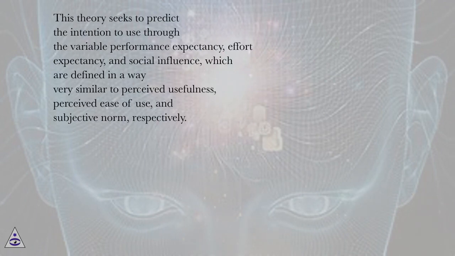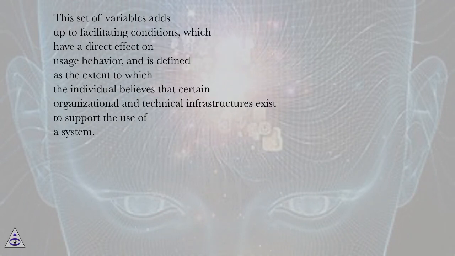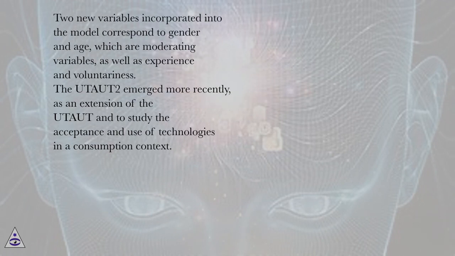This theory seeks to predict the intention to use through the variables performance expectancy, effort expectancy, and social influence, which are defined in a way very similar to perceived usefulness, perceived ease of use, and subjective norm, respectively. This set of variables adds up to facilitating conditions, which have a direct effect on usage behavior, and is defined as the extent to which the individual believes that certain organizational and technical infrastructures exist to support the use of a system. 2 new variables incorporated into the model correspond to gender and age, which are moderating variables, as well as experience and voluntariness.